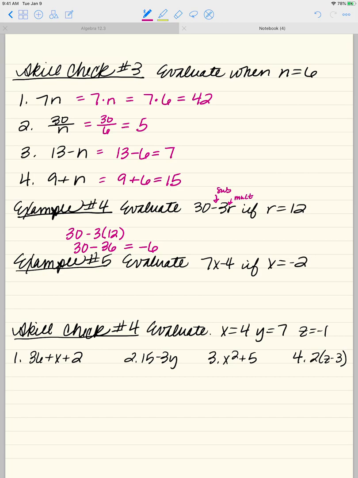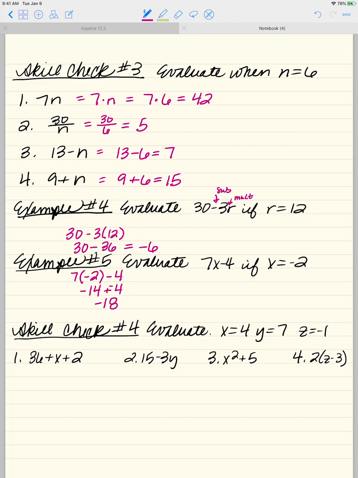Okay, example number 5, evaluate 7x minus 4 if x is equal to negative 2. 7 times x, replace the x with the value we're given, negative 2, minus 4. Multiplication, then subtraction. 7 times negative 2 is negative 14 minus 4. Subtraction is adding the opposite. Negative 14 plus negative 4 is equal to negative 18.